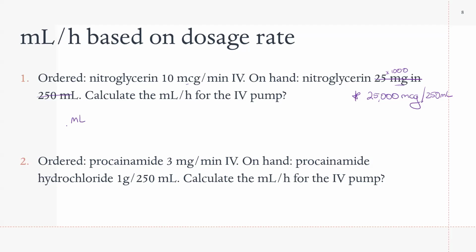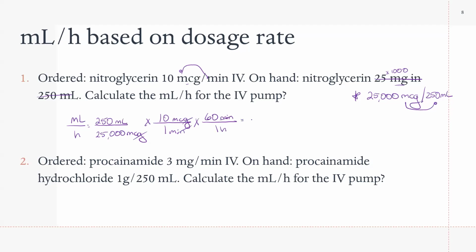So I'm looking for a milliliter per hour. So the milliliters again, I already converted them. So that's that 250 milliliters. Its best friend or the medicine in that bag is that 25,000 micrograms. But I don't want micrograms, I want per hour. So I look for more micrograms. So 10 micrograms per 1 minute. But I have to set the pump per hour. So times 60 minutes over 1 hour.